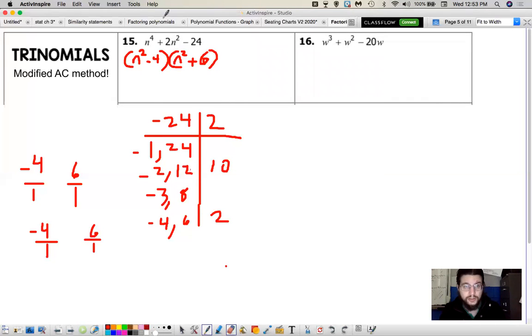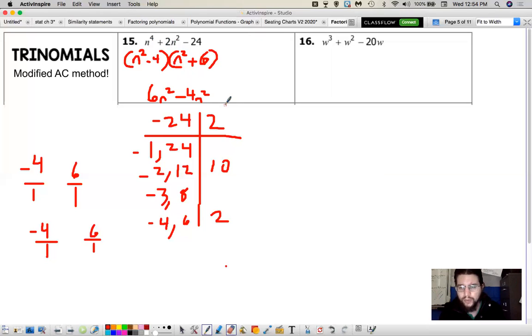So we can check, distributed. N squared times n squared is n to the 4th. N squared times 6, that's 6n squared. Negative 4 times n squared, minus 4n squared, is indeed that 2n squared. And negative 4 times 6 is negative 24. So that's how you can use the AC shortcut to factor even easier.